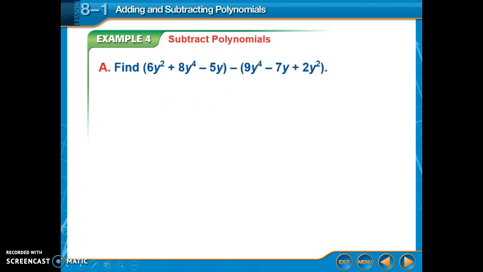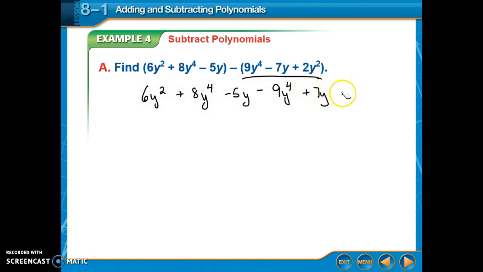Okay, so when you're subtracting polynomials, you just want to be sure that you are distributing correctly. Negative goes to each of these things here. So the first thing I want to do is rewrite this distributing that negative. So I get 6y squared plus 8y to the fourth minus 5y minus 9y to the fourth plus 7y, multiplying that negative, and minus 2y squared.